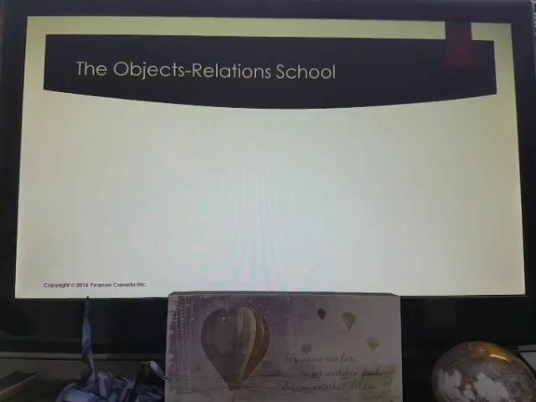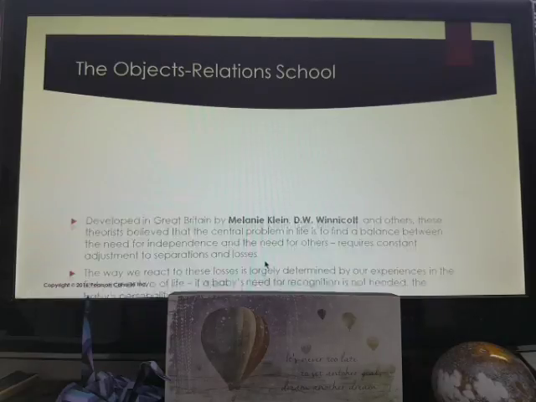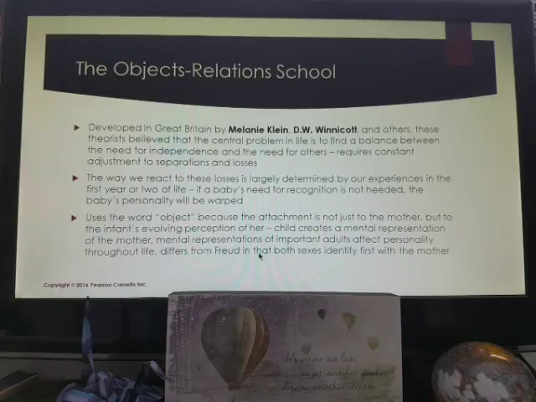So we'll move on now to talk briefly about the object relation school, which is the second type of psychodynamic approach. This school was developed in Great Britain by Melanie Klein, D.W. Winnicott, and others. These theorists believed that the central problem in life was trying to find a balance between the need for independence and the need for others. And they said that this requires constant adjustment to separations and losses.